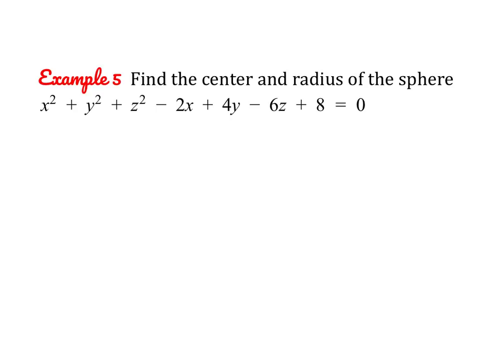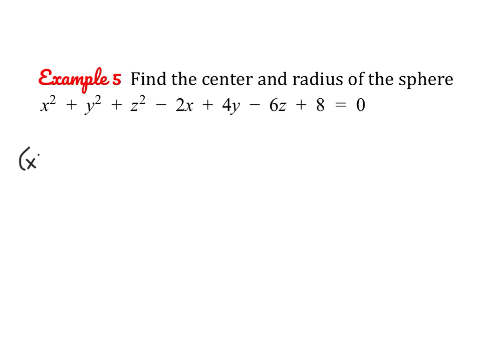Okay, so now we're given a different form of our equation for a sphere, and they would like us to find the center and the radius. So of course, we did this many times with our conic sections. We do need to put our equation into standard form, which means we're going to be completing the square not once, not twice, but 3 different times.